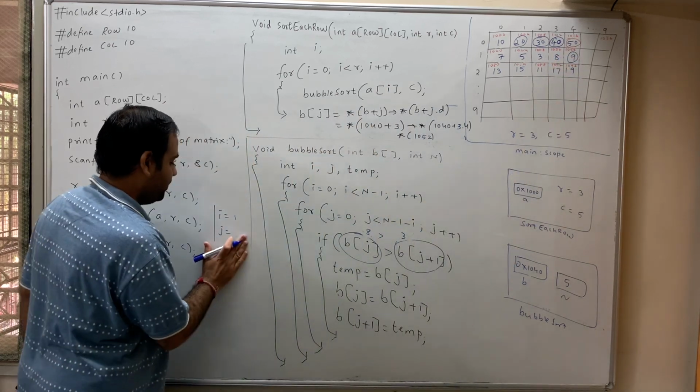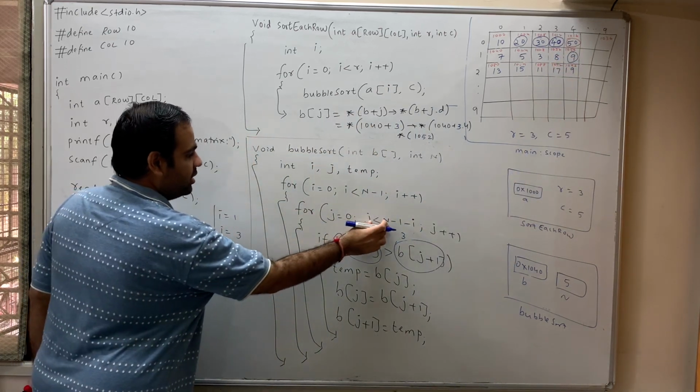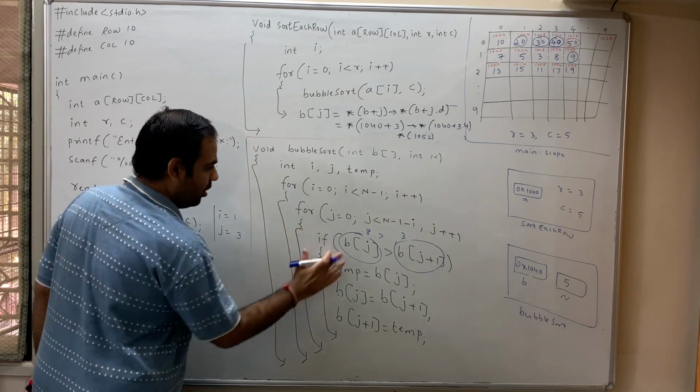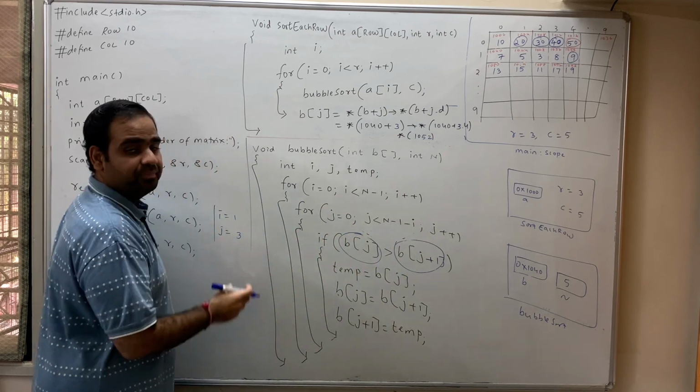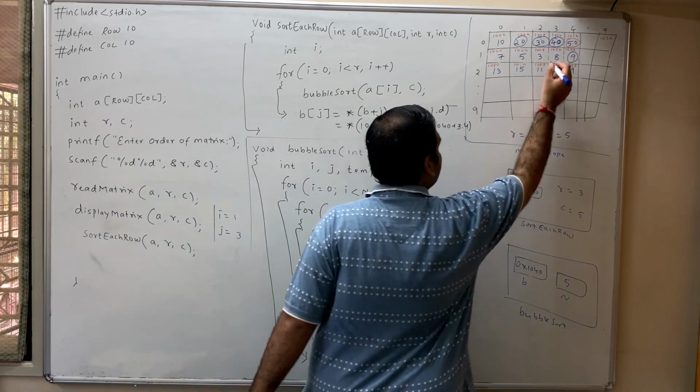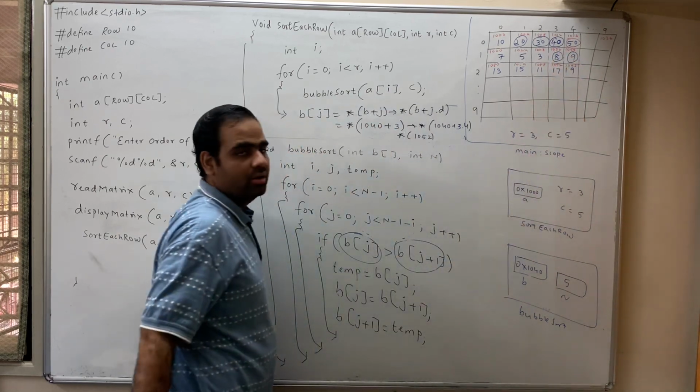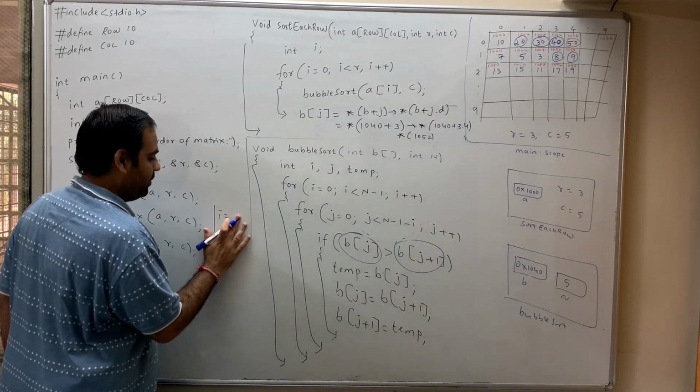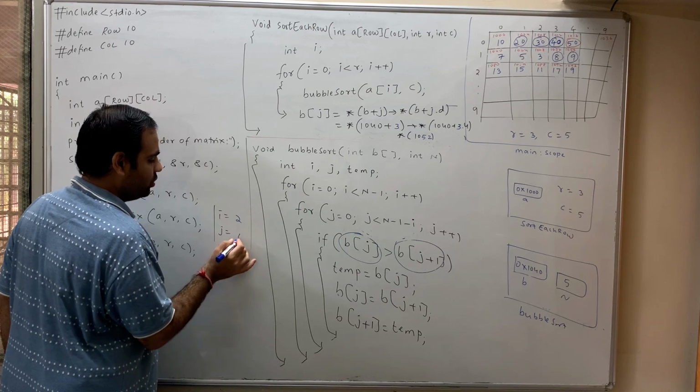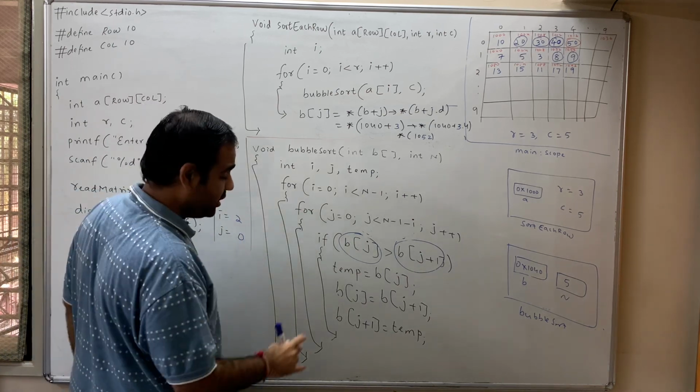Again you say j plus plus, j becomes 3, 3 less than 3 is false, you come out of this loop and you see that the second largest element is bubbled up. Now again you say i plus plus, i is 2, j starts from 0, and we know that there are 2 pairs, needless to say you compute it.